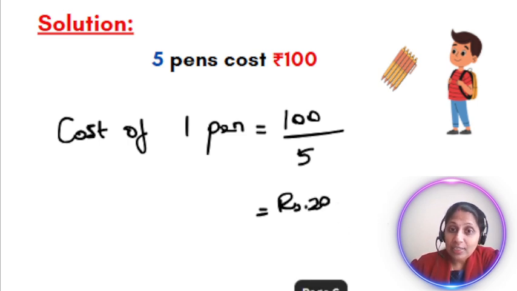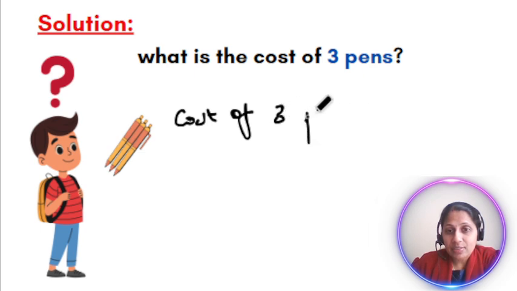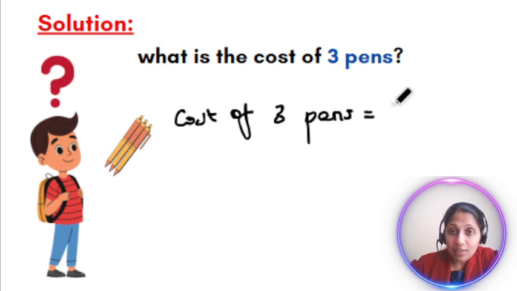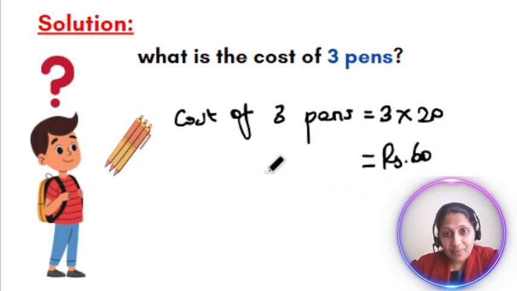Now go for the last step, which is finding the cost of 3 pens. The cost of 1 pen is known. Now the cost of many you have to find. So what operation? Obviously multiplication. So 3 times 20 gives you rupees 60. So the cost of 3 pens would be 60.